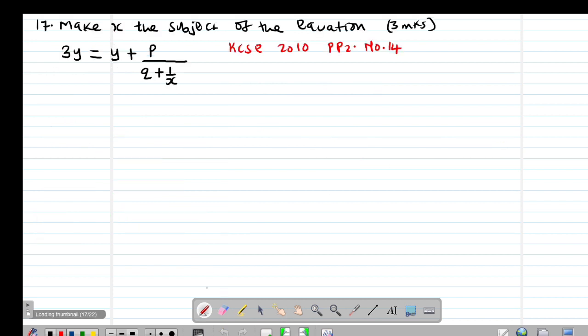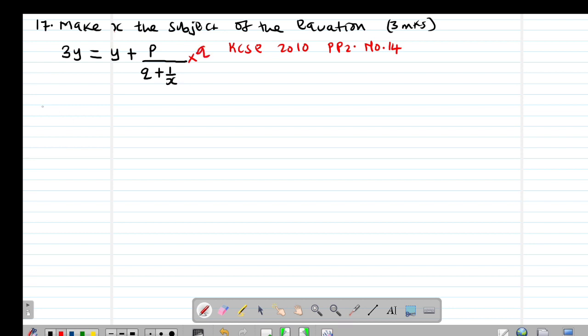Then we look at our example number 17, which is also a past question done in 2010, paper 2, question number 14. It reads: make x the subject of the formula 3y is equal to (y plus p) over (q plus 1 over x). So the first thing is to eliminate the fraction, so I'm going to multiply through by the LCM. The LCM in this case is just this denominator, which is q.